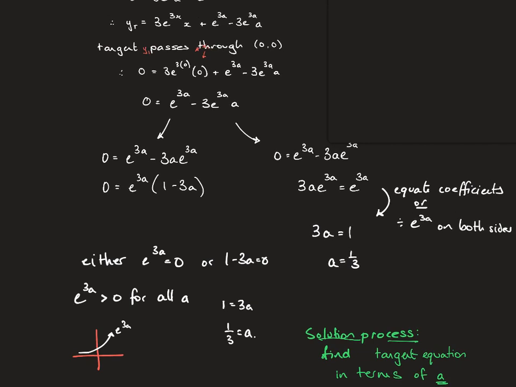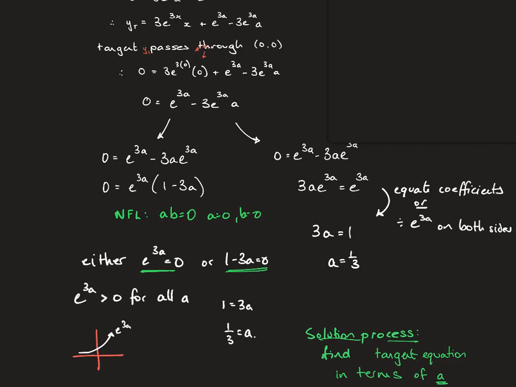Okay, so what I've done on this side here is I have done what I had just mentioned and factorised out the e to the 3a, and that leaves me with e to the 3a multiplied by this bracket here is equal to 0. So here we can use the null factor law, that says if AB is equal to 0, then either A is equal to 0 and or B is equal to 0. So either e to the 3a is 0 or 1 minus 3a is equal to 0.